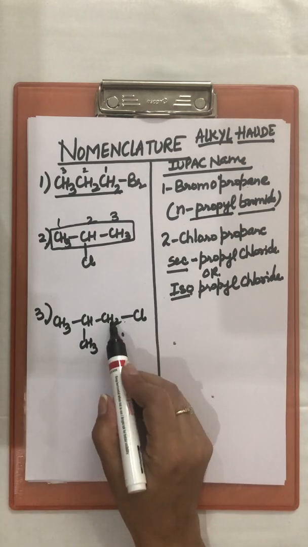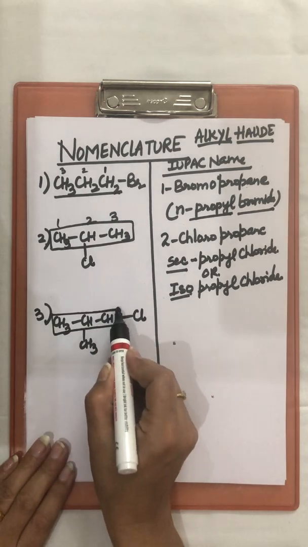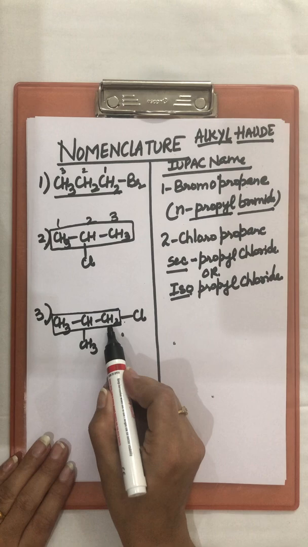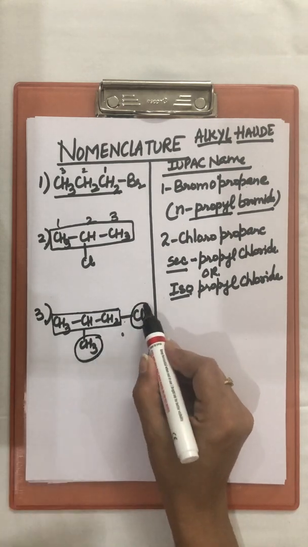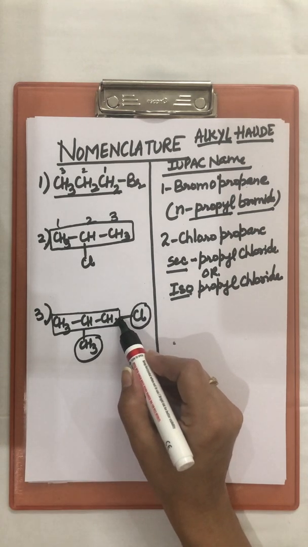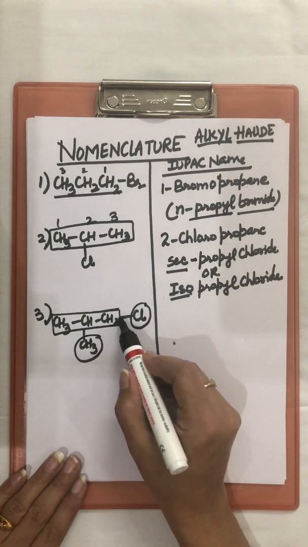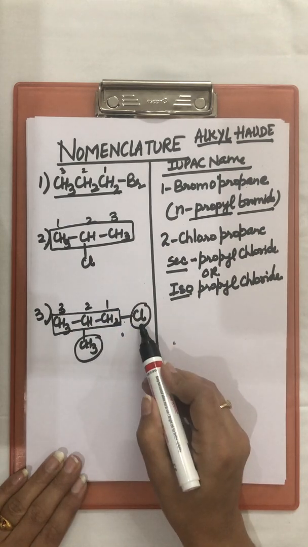Now since the halogen is linking with this carbon atom, this carbon has to be in the parent chain. So this becomes a substituent and this is also a substituent. The lowest sum we are getting is from this side, numbering from this side. Now the substituents' names have to be written in alphabetical order.